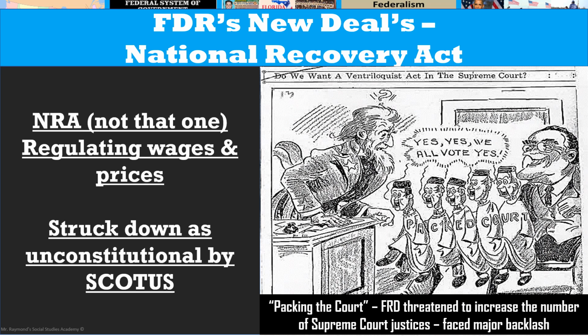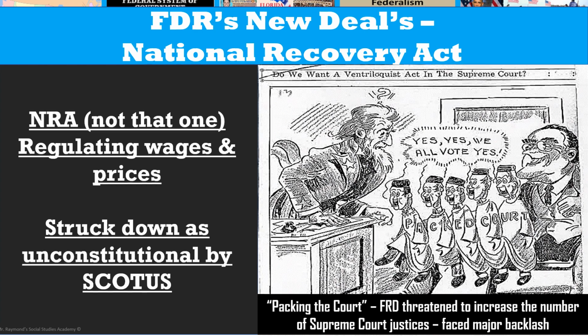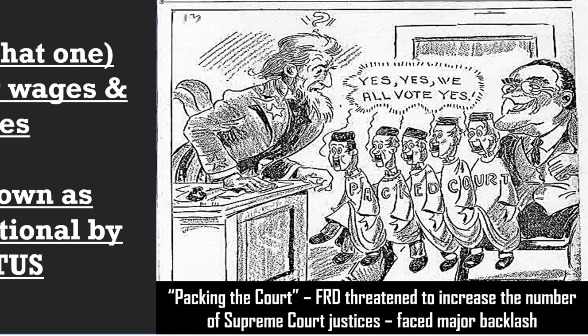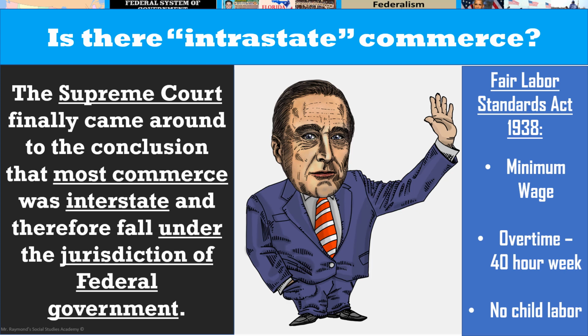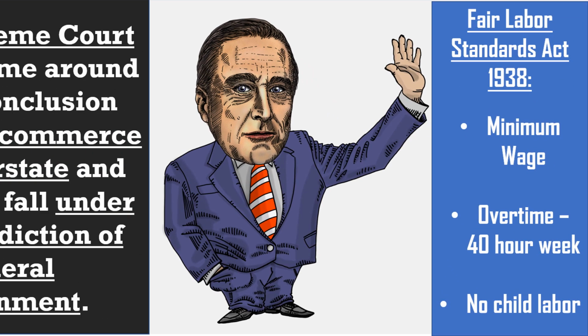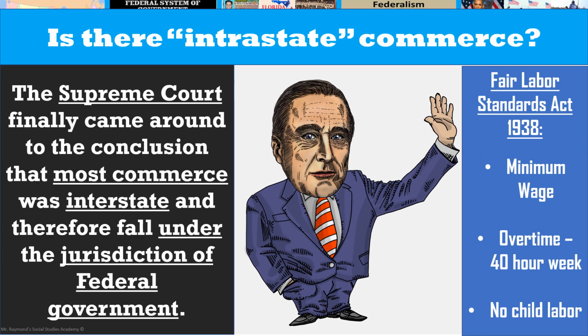Well, the U.S. Supreme Court initially thought some of FDR's programs did go a little too far, striking some down as unconstitutional and leading to FDR's threat to increase the size of the Supreme Court, something you probably learned about last year in this packing the court scandal. However, the court did seem to come around to his views on interstate commerce, that most trade falls under the jurisdiction of the federal government. In 1938, he pushed Congress to pass the Fair Labor Standards Act, which is still in effect, instituting a national minimum wage, a 40-hour work week with overtime pay, and a ban on child labor.